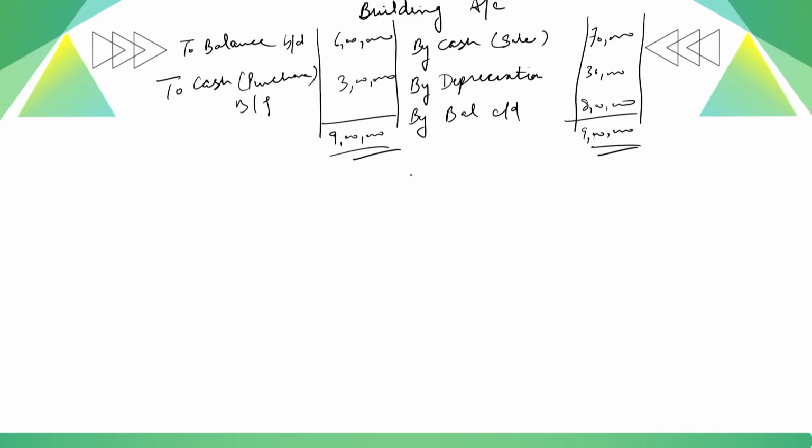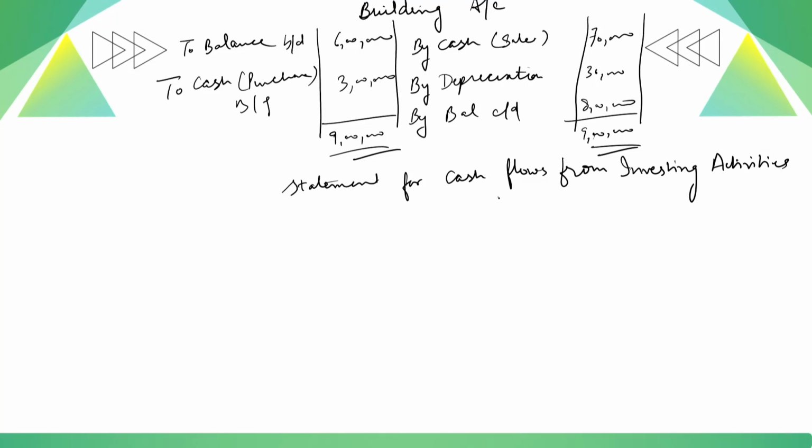Now, finally, we will prepare the statement for cash flows from investing activities, as it is a statement. So, we will just take the two columns, one is for particulars and another is for amount. As per the question, we have seen that we have sold a plant also for a value of 50,000 along with the building for 70,000. So, we write down the proceeds first.